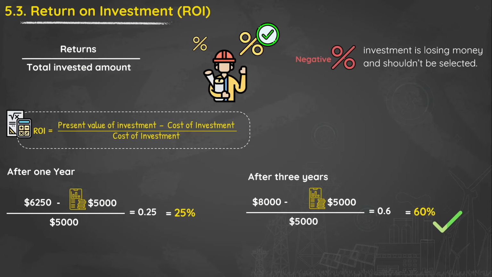And the mistake is, yes, 60% is more than 25%. No argument or problem with that. But we got 60% after 3 years and 25% after 1 year. Meaning, if you would like to have a fair and more accurate comparison, we should compare the two returns on investment after the same period, after 3 years or after 1 year.